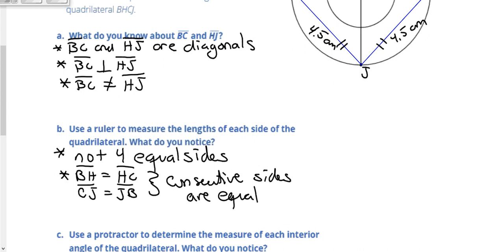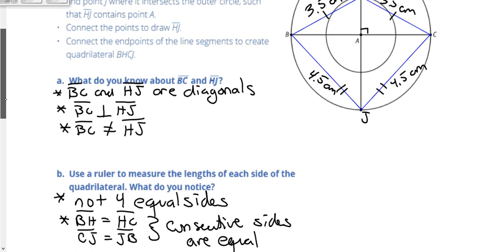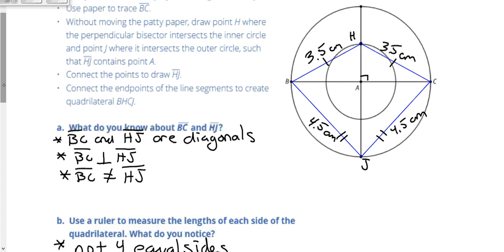Okay. All right, so we have consecutive sides that are equal, meaning sides that come right up next to each other. BH and HC share a vertex point. JB and JC share a vertex point. Yes, JB and BH are also consecutive, but they are not equal. So JB and JC are equal, BH and HC are equal. So we have two sets of consecutive congruent sides.